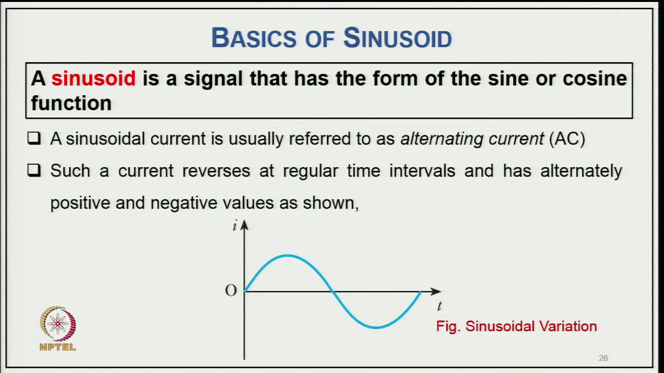We already discussed why we need it; of course, we have a sinusoidal supply, typically in an AC system. So, a sinusoid is a signal that has the form of a sine wave or cosine function, and sinusoidal current is usually referred to as an alternating current. Such a current reverses at regular time intervals and has alternately positive and negative values, as shown here with respect to time, how the current is changing with respect to time in a sinusoidal manner.